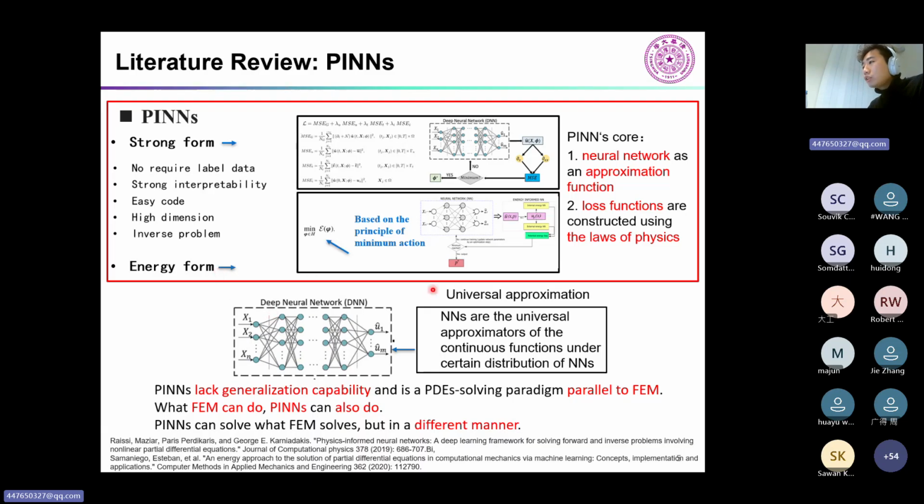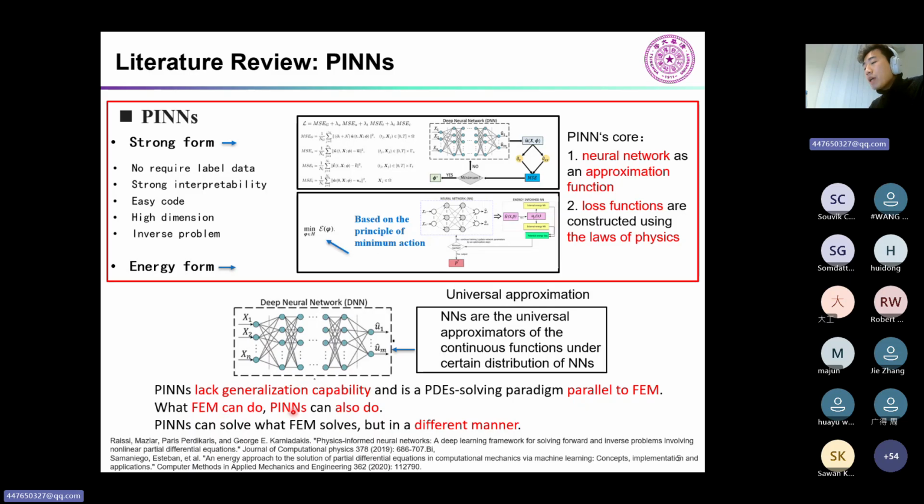So why are there so many people researching PINNs? Because there is a theory to guarantee the neural networks can approximate any continuous function, which means it is very good to use the neural networks as the shape function, like the approximation function, to solve the partial differential equation. However, PINNs lack generalization capability. It is parallel to FEM. It's only a PDE solving method.